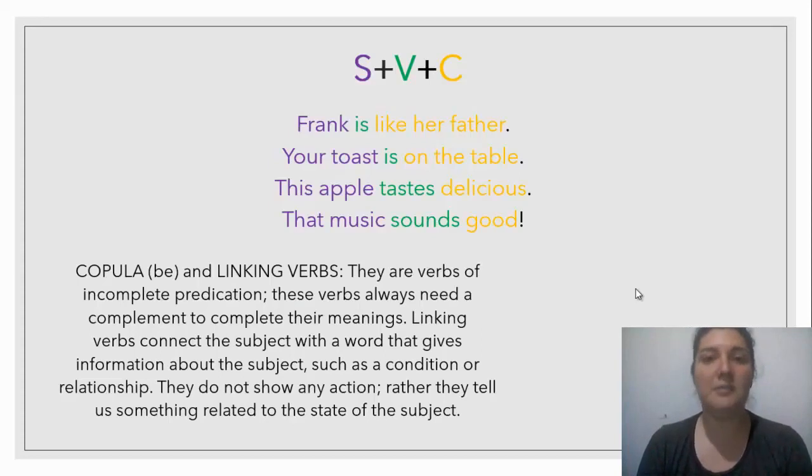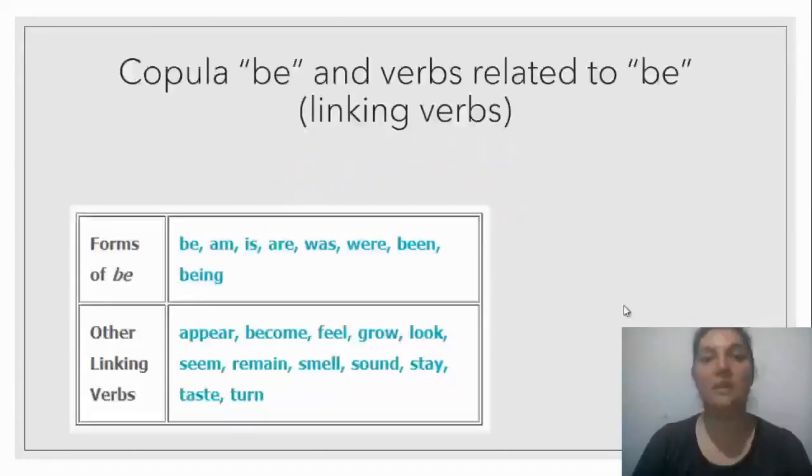subject. This information is related to the subject. Besides, these verbs are majorly state verbs rather than action verbs. They tell us something related to the state of the subject. Here we have a list of verbs which use a complement after them. For example, copular verb be in different forms, as we said before.